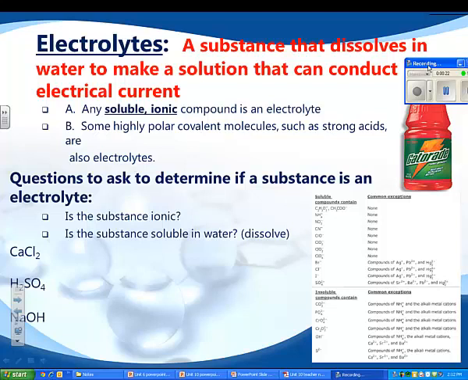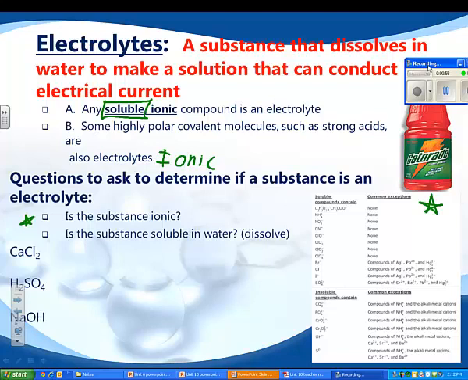There's two ways you know something is an electrolyte. Number one, it has to be soluble. You're going to use that solubility chart. It looks like this on the back of your periodic table, so thankfully you don't have to memorize that. So it's got to be soluble, and it's got to be ionic. That's what this is telling you down here. So that's the first thing you always got to ask yourself. So let's go through these three questions here and see if they are an electrolyte.